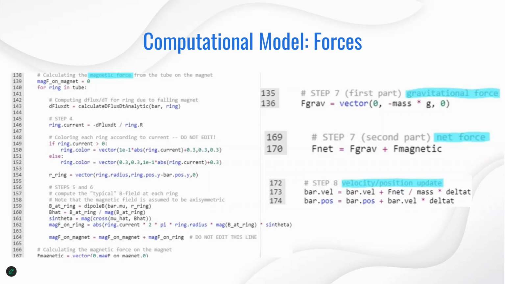And then using Newton's second law, I was able to come up with a velocity and position update formula where bar velocity will equal bar velocity plus F net divided by mass times delta t, and then bar position will be bar position plus bar velocity times delta t.